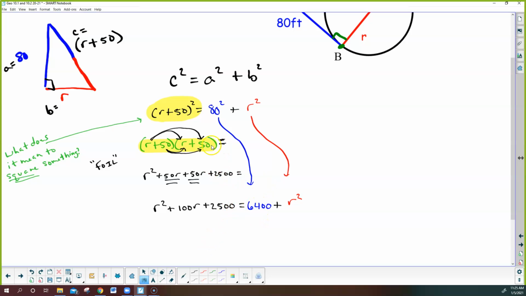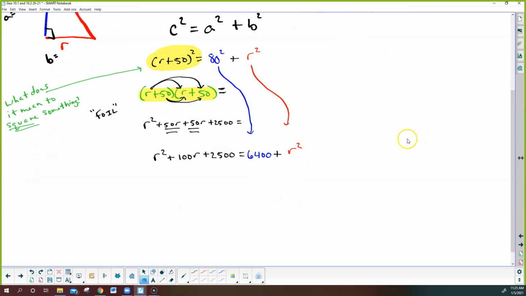All right, so now I have everything expanded out as far as I can go. And now it's just algebra. I need to move all the r's over to one side, but I have an r squared on this side and an r squared on this side. So if I was to move an r squared over from one side to the other, something really friendly happens here. Positive and negative r squareds add up to 0. The r squareds go away completely, and now all I'm left with is 100r plus 2,500 equals 6,400.